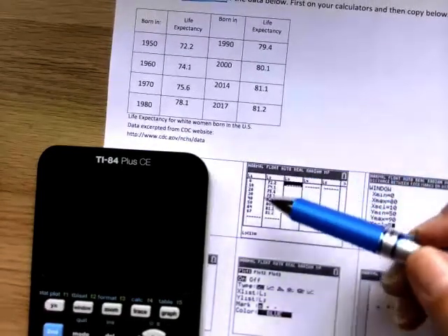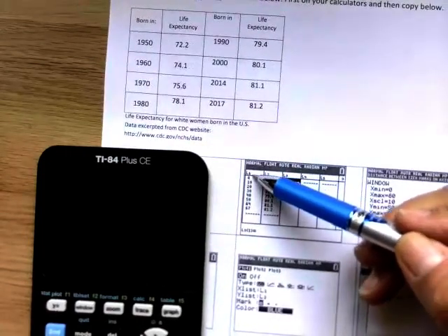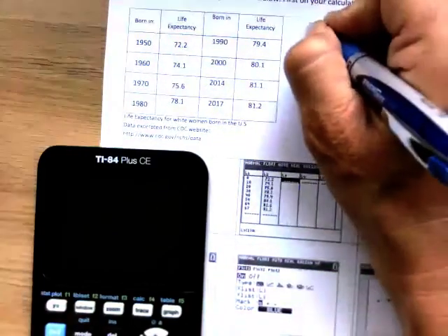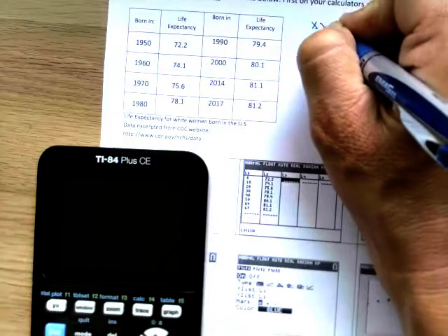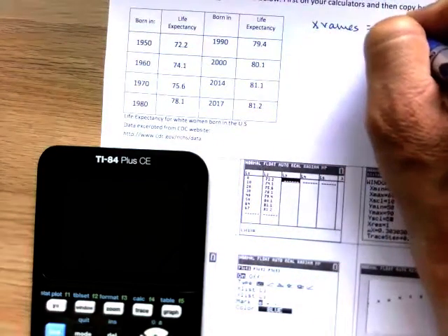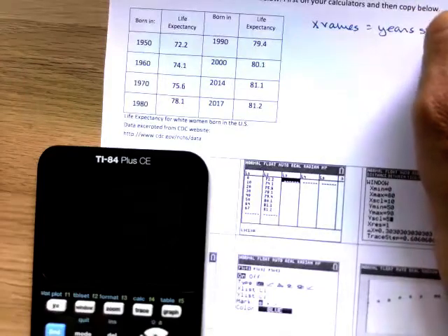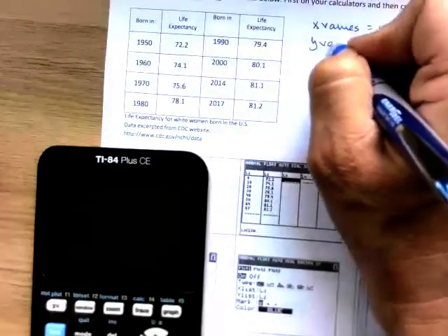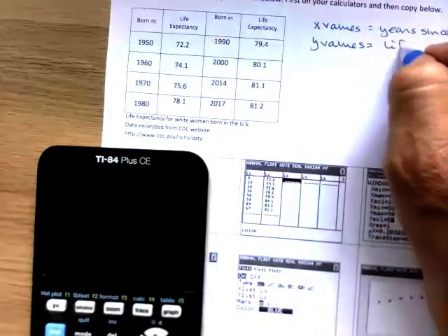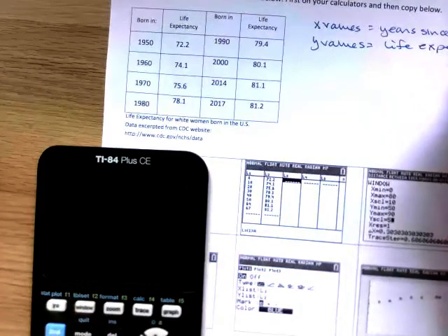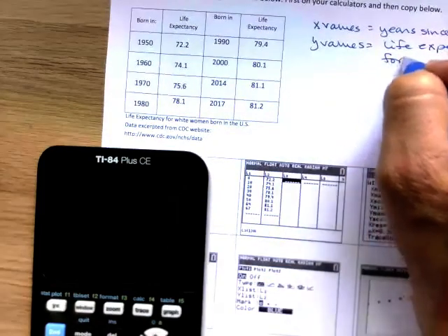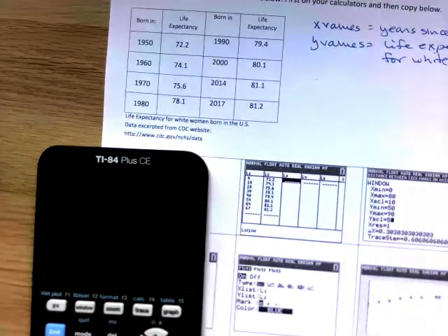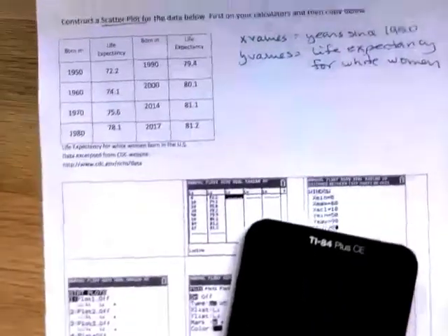Something you might want to notice, look at my L1. My first value is 0, so that's corresponding to 1950. What I've done is let my X values be the years since 1950, and then the Y values are the life expectancy for white women. Let me move that over so you can see what I wrote.